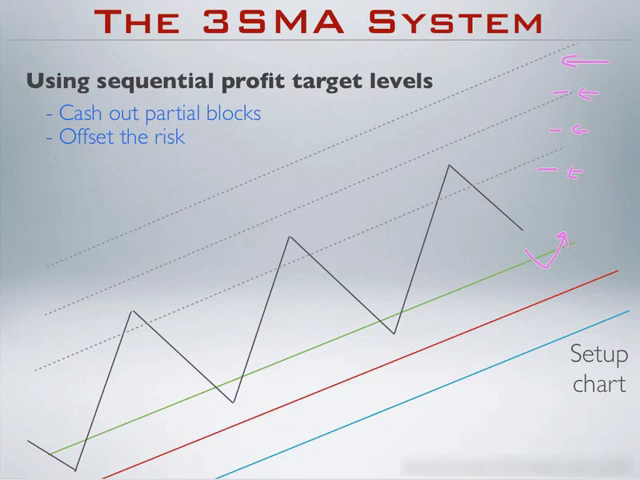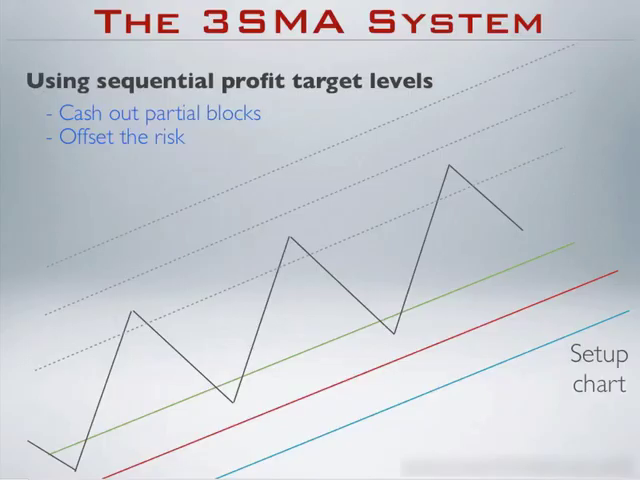Again, part of the success of trading is in diversifying your risk as much as possible. And as far as your profit target levels go, the best way to diversify your risk or to offset your risk as much as possible is, again, to use a sequential profit target level approach, and that's exactly what I'm going to teach you in this video.